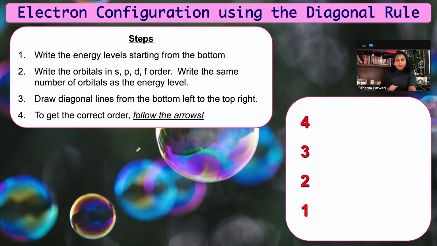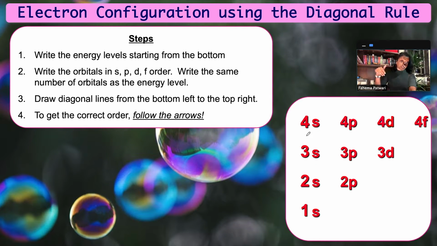So the trick is called the diagonal rule. First, you write down the energy levels starting from the bottom. So 1, 2, 3, 4. And then you write in the orbitals. In the first energy level, there's just 1s. In the second energy level, there are 2 sublevels, 2s, 2p. In the third, you could guess there's 3 sublevels, 3s, 3p, 3d. And in the fourth, not a surprise, 4 sublevels, 4s, 4p, 4d, 4f. So you have this written out. There's no rocket science there.